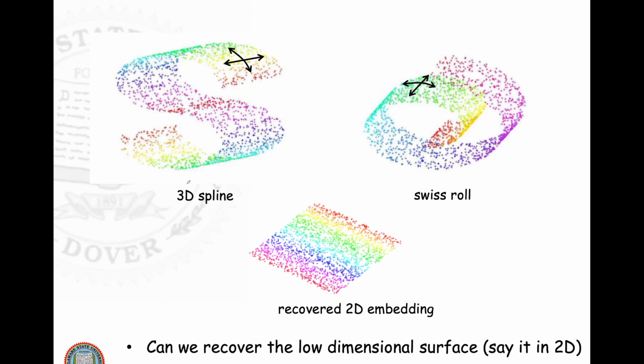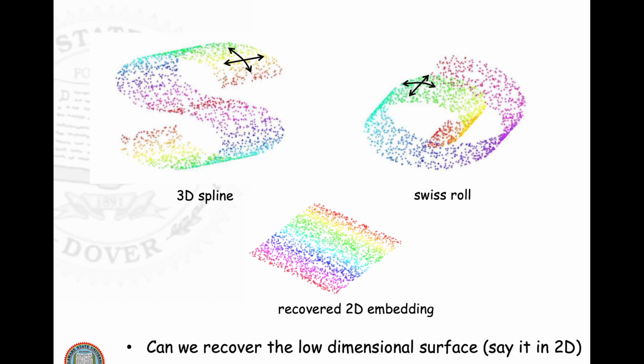Okay, and so you can actually recover this low dimensional surface. You can take this 3D spline or the Swiss roll and effectively unfold it, respecting the curvature to get faithful measurements. And in essence, what that's doing is you're recovering your two-dimensional embedding, representing the pairwise relationships between points in feature space.